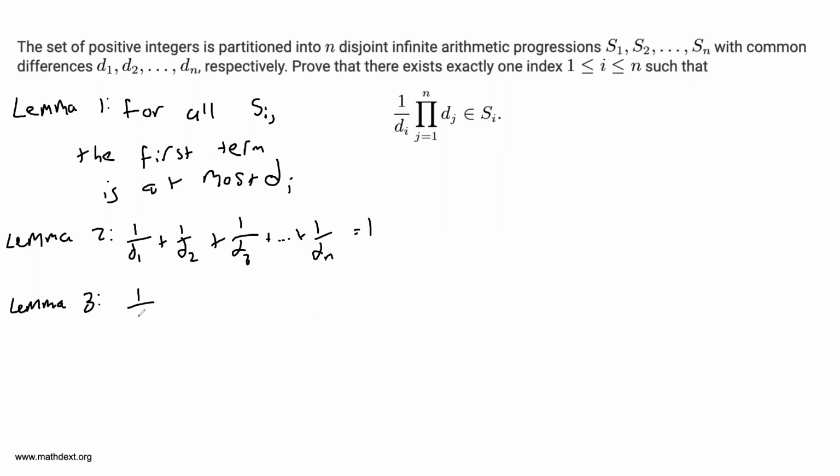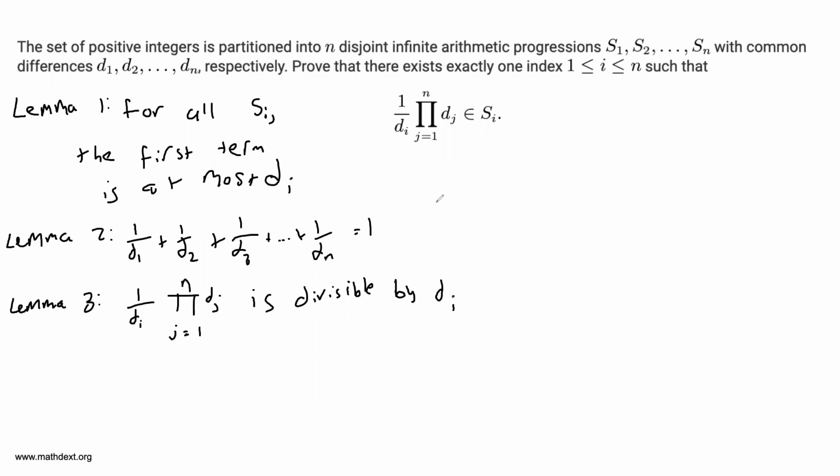1 over di times the product of all of the d values, j equals 1 up to n of dj, is still divisible by di. Okay, and let's go ahead and prove this for d1, and then we can generalize what we did to any i.